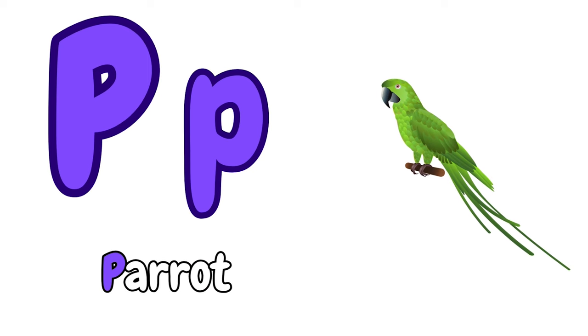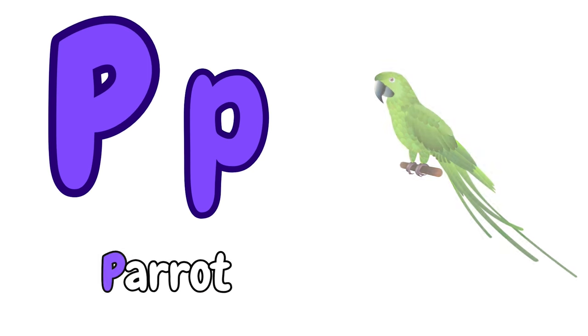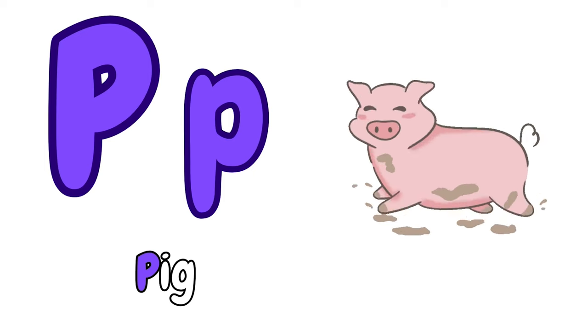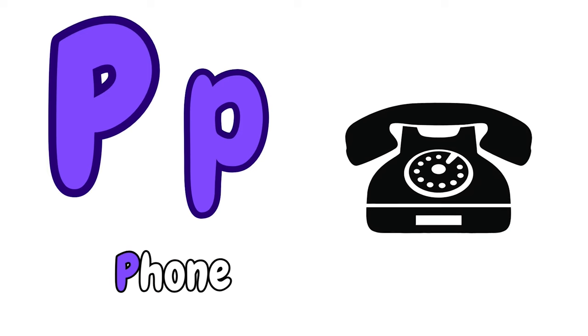Now, let's see which all start with alphabet P. P for parrot. P for pen. P for pig. P for phone. Can we say once again, kids, P for?